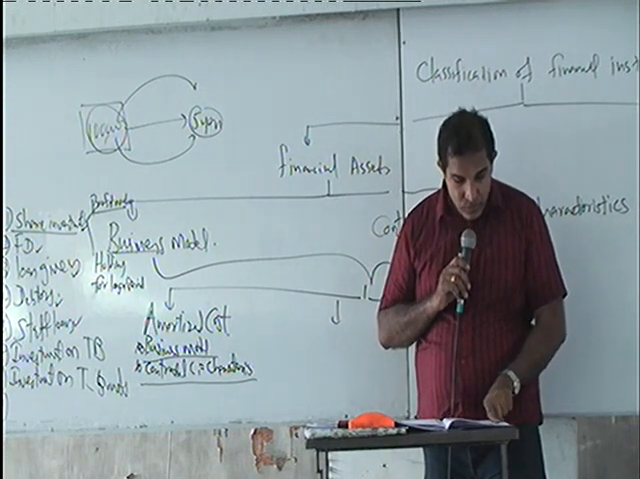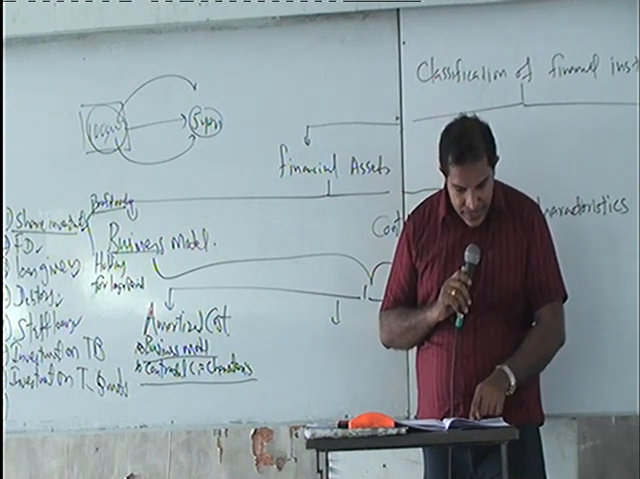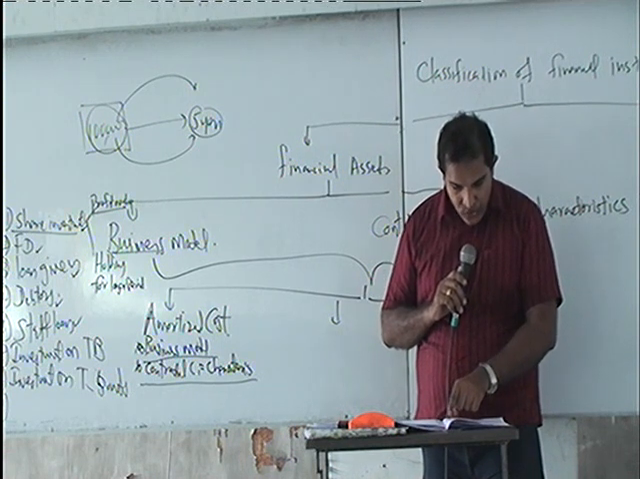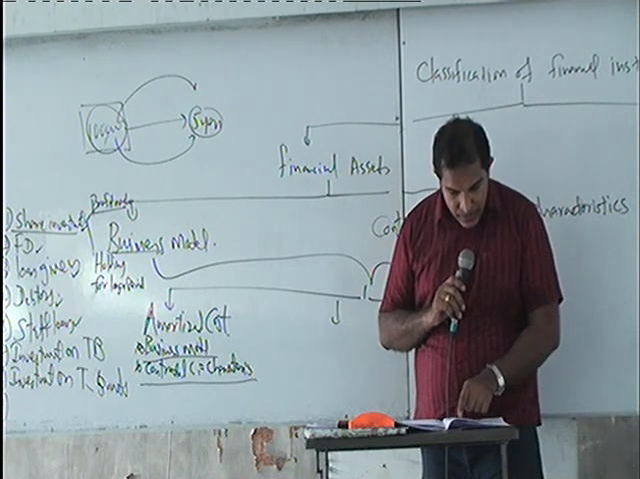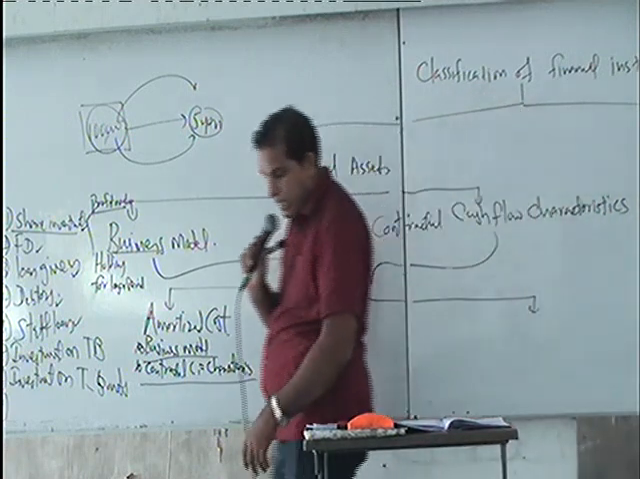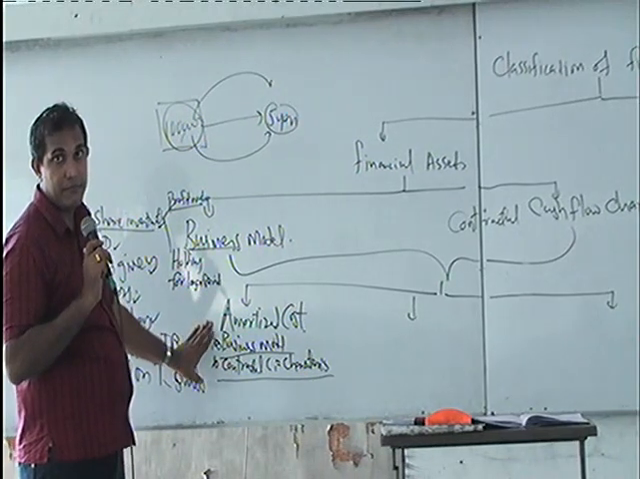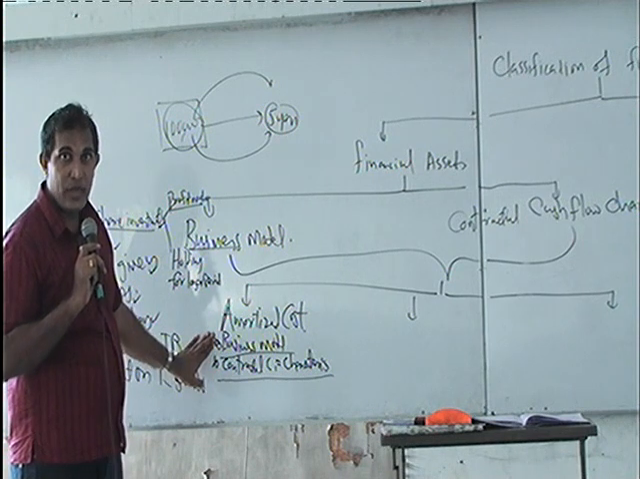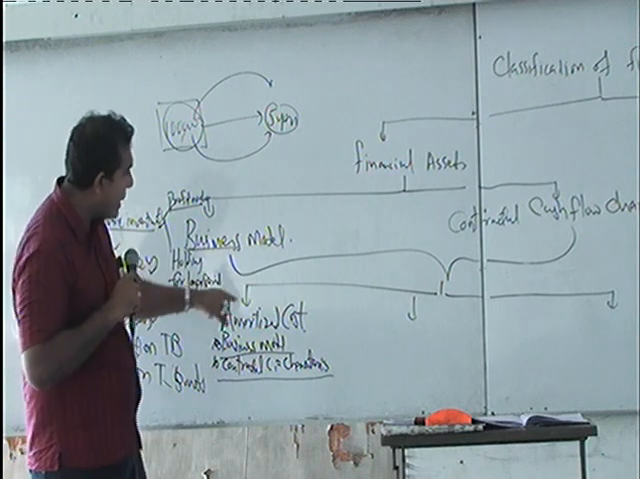Read the second bullet point. The contractual terms of the financial asset give rise on specific dates to cash flows that are solely payments of the principal and interest on the principal amount outstanding. In this case, we need to keep it until maturity. We are not going to sell in between. If we are going to sell in between, we cannot use amortized cost.